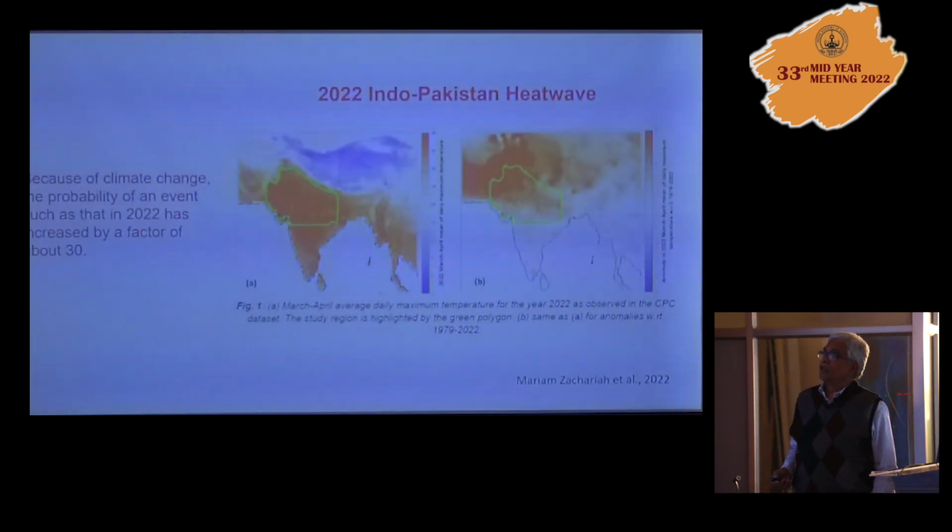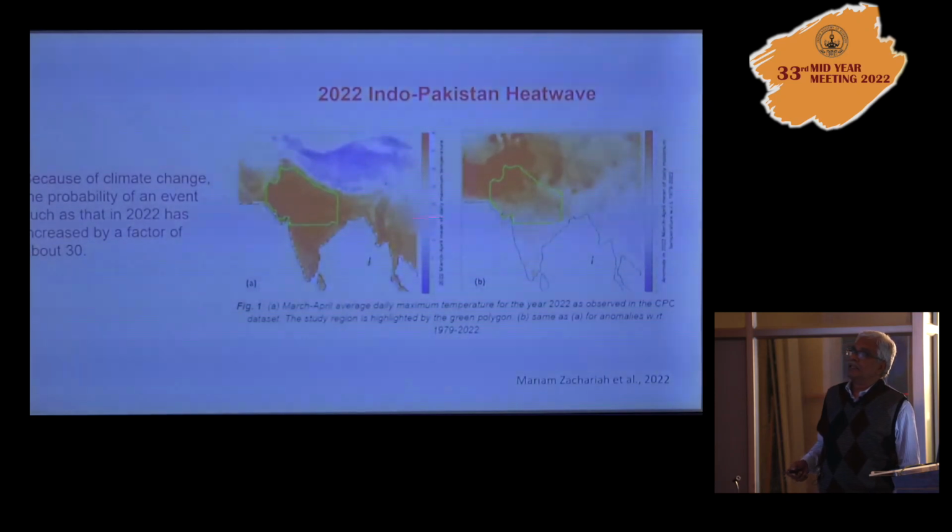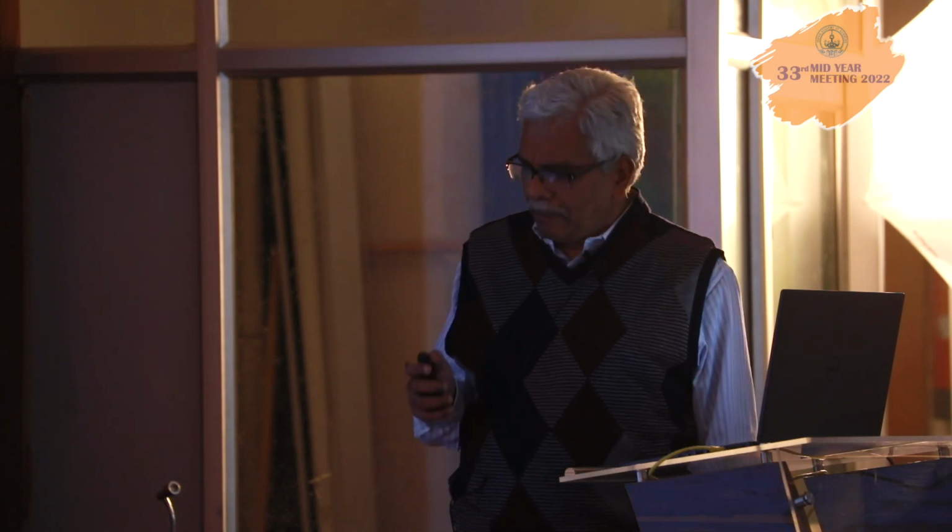And this is the 2022 heat wave, and this is the actual temperature. This is the anomaly, and it has crossed even Pakistan. So the only good relationship between Indo-Pakistan comes when a heat wave comes, and there is no dissimilarity. We will always be together, heat wave, and we are good in science.